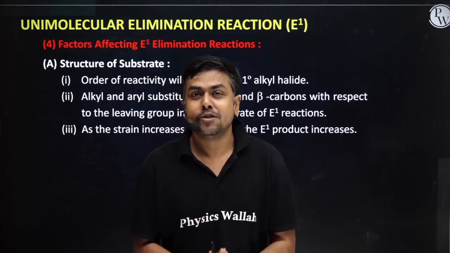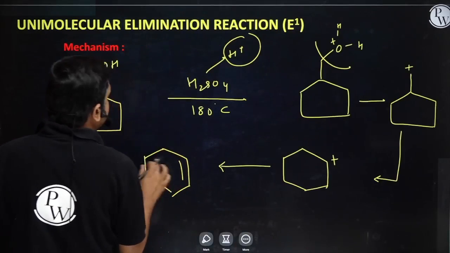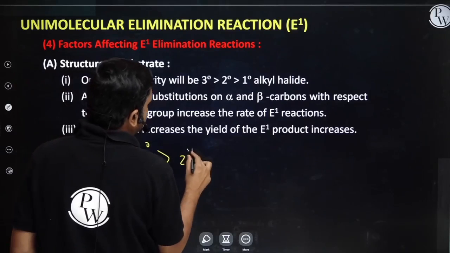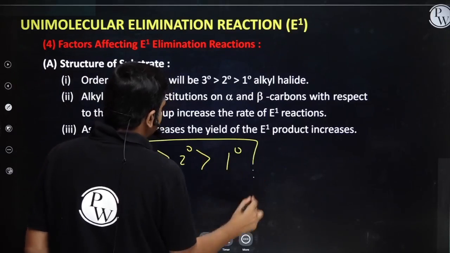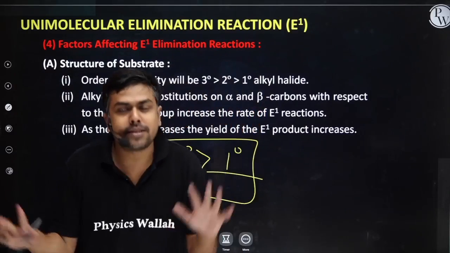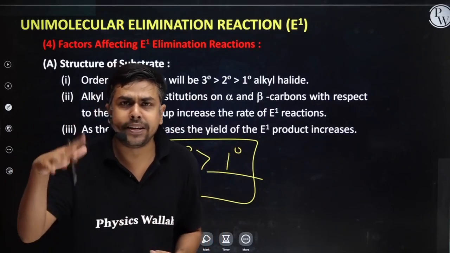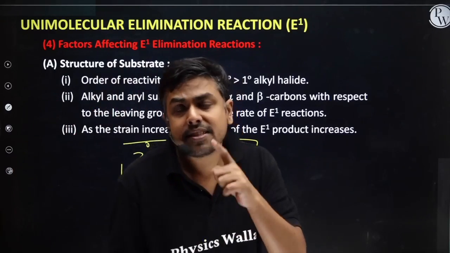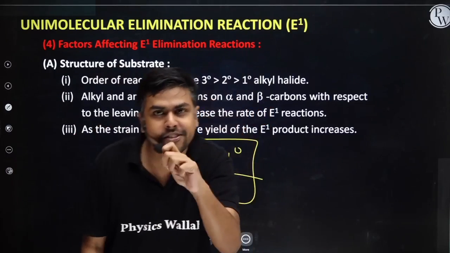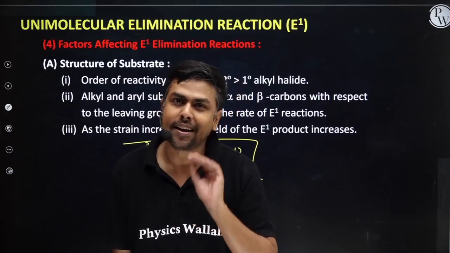Am I clear? So students, E1 reaction will occur at a faster rate in 3 degree alkyl halide, then 2 degree. E1 reaction is rarely observed in primary alkyl halide. Am I clear? More is the stability of carbocation. Whenever you have to do E1 reaction, simply do the ionization, check the stability of carbocation. More is the stability of carbocation, faster will be the rate of E1 reaction. Am I clear? Shall I move ahead? Let's move ahead.